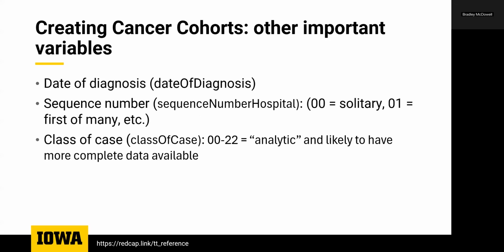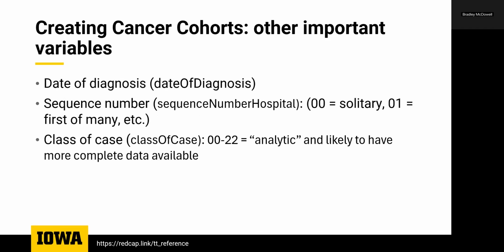Other important variables here when you're putting together cancer cohorts. Date of diagnosis I've already mentioned, but it's very common, and it's a good question to ask when you're talking to oncologists and researchers. Which time range are you interested in? Are you interested in really old diagnoses, or are you more interested in more current ones and things like that? Date of diagnosis will help you with that.